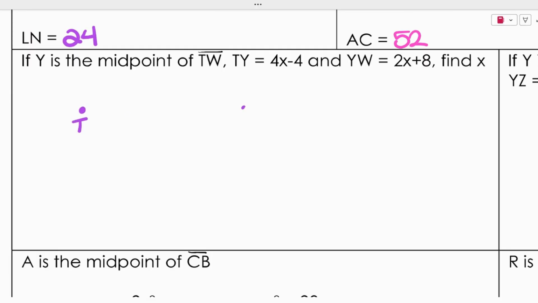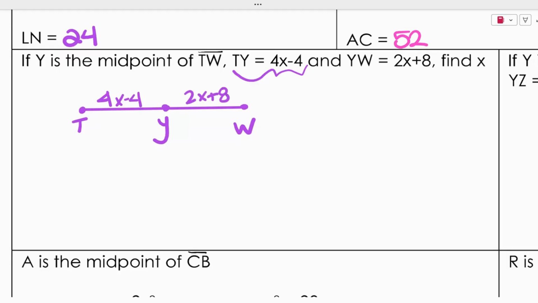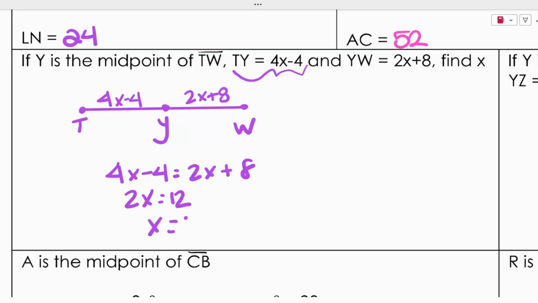For this next question, it says that if Y is the midpoint of TW, so I'm going to draw a picture here of TW with Y as the midpoint, and then very simply I'm going to take the expressions and put them on the line segment. Once I do this, I'm going to go ahead and set my two expressions equal to each other. 4x minus 4 equals 2x plus 8. Move the 2x to the left-hand side, move the 4 over, and you get x equals 6.